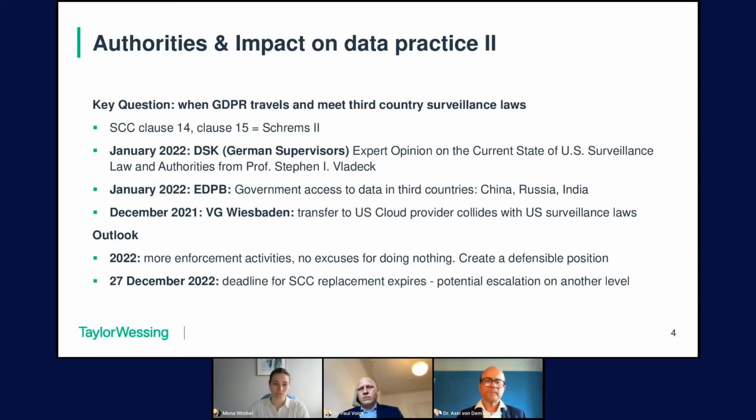And there's one memorandum, we call it the Vladek memorandum. This was triggered by the German authorities from the Berlin one, and they sent out a questionnaire to Professor Vladek, a US specialist on US surveillance laws. That's the one who was instructed actually by Facebook in the Schrems II proceeding. So he has been asked as an expert, and the authorities asked several questions like, what is the scope of FISA 702?